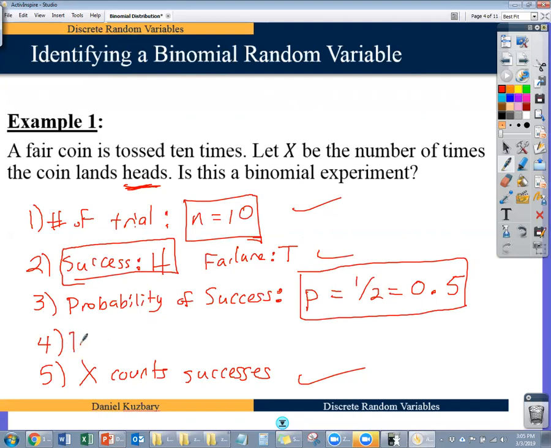And then, are these trials independent? Are fair coin flips independent? Meaning, if you get heads the first time, does it affect your chance of heads the second time? No, it doesn't. So that makes these independent. That's good. This is binomial. So we have to check all those conditions to determine if something's binomial.